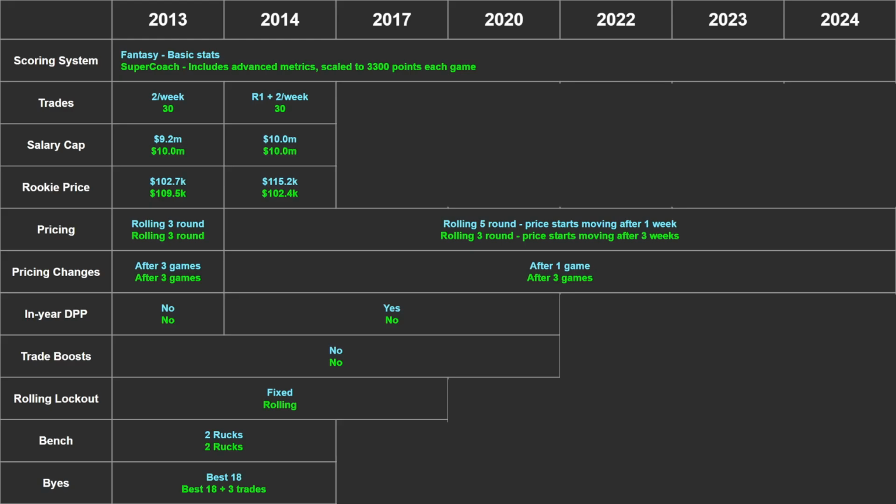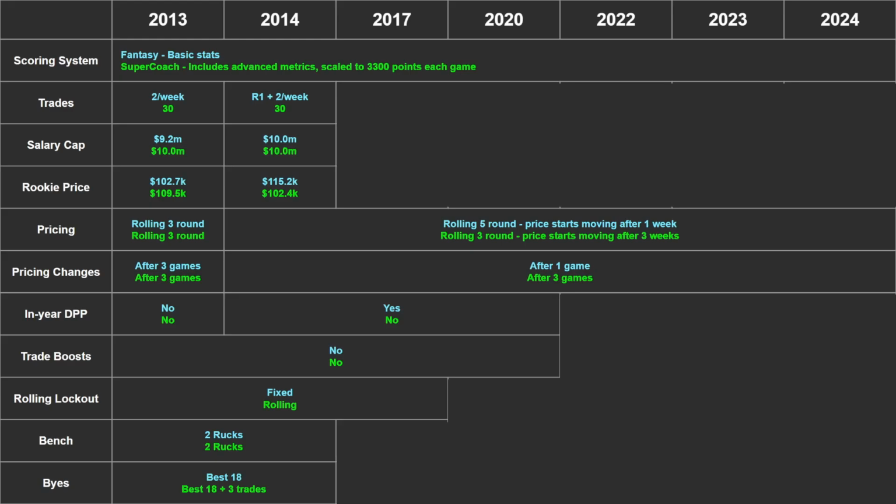Next up in 2014, we have the introduction of DPP into Fantasy, which means at rounds 6, 12, and 18, I believe it is, players can gain eligibility for other positions. So if I was a mid, I might get forward status as long as I'd played enough forward time throughout the year.